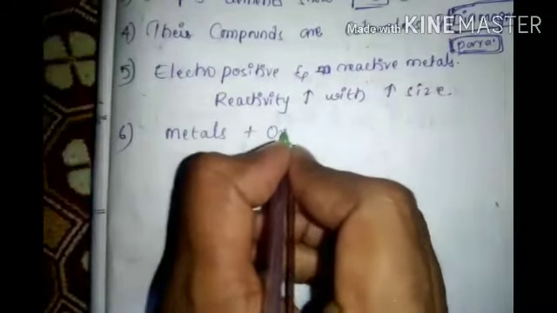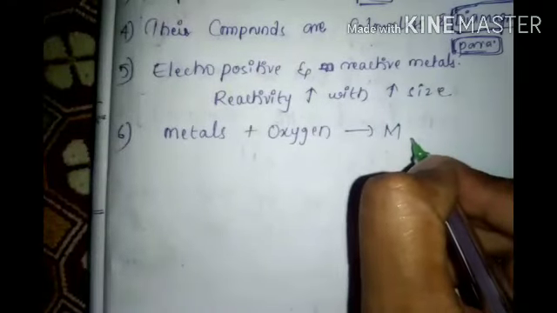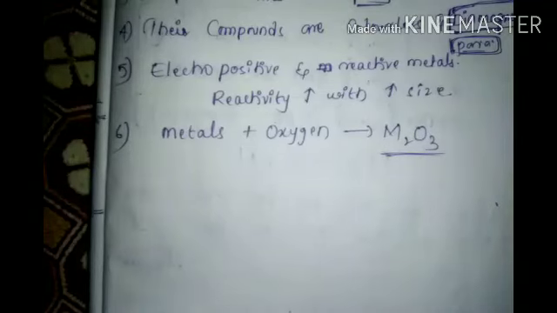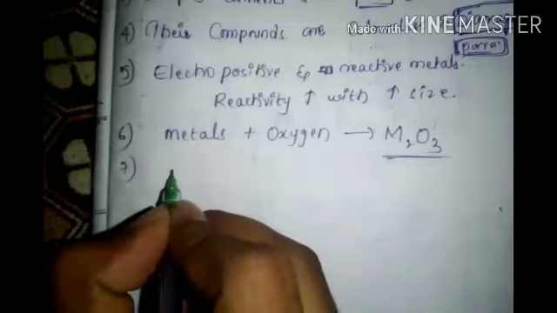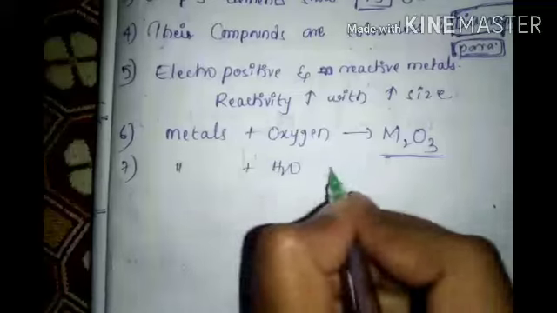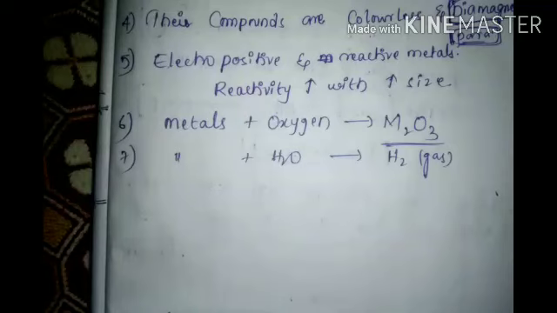Metals react with oxygen and give M2O3, common. M2O3, the +3 oxidation state, it will give. Okay, the seventh one, these metals react with H2O and produce H2 gas. Very, very important. These group 3 metals react with water and give hydrogen gas.